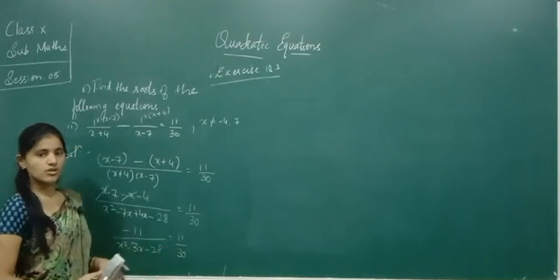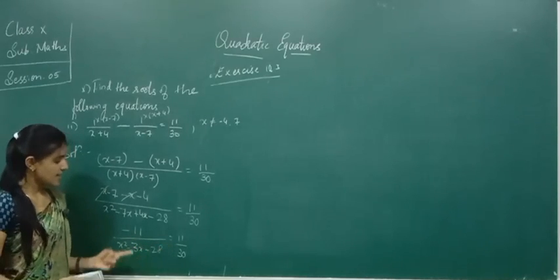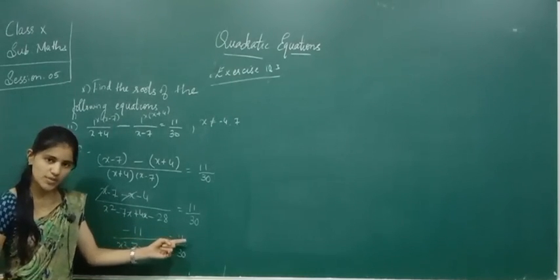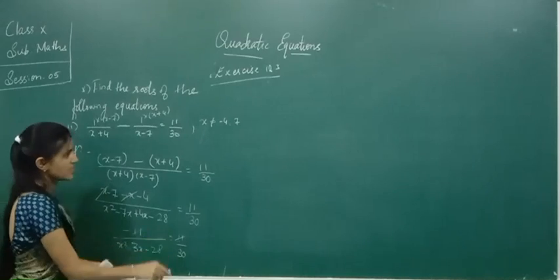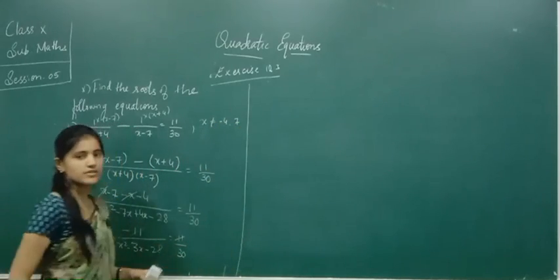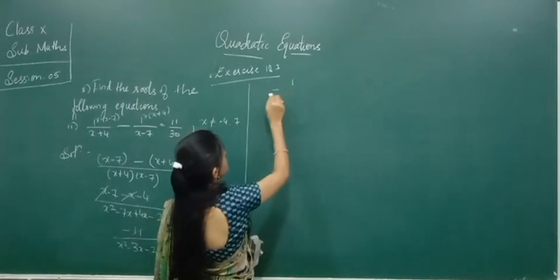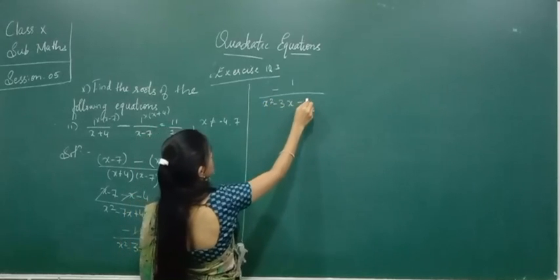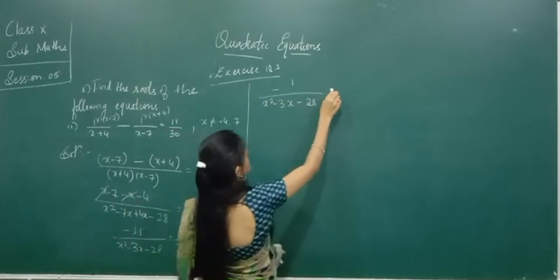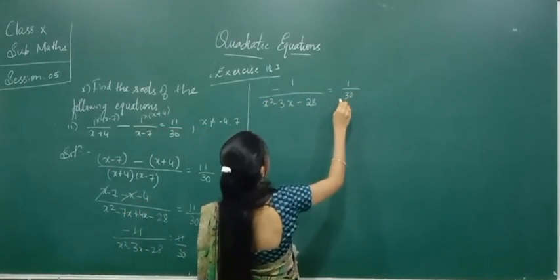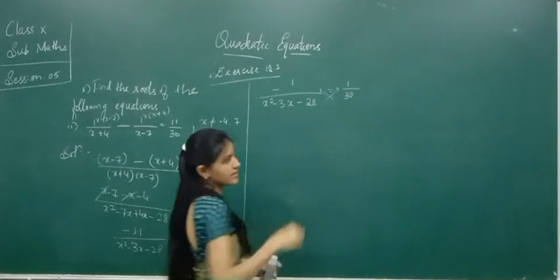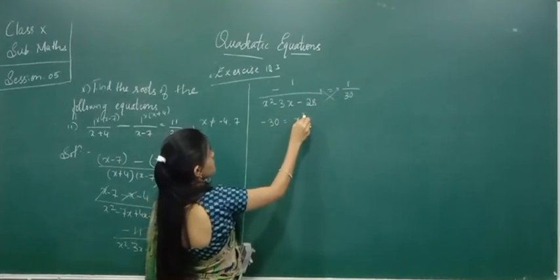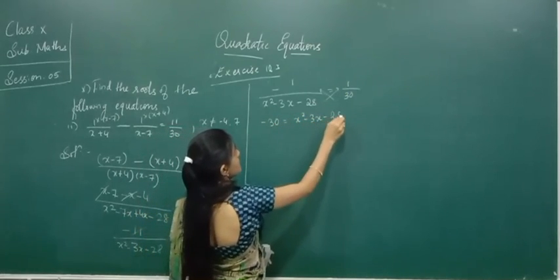See, just go on comparing the left hand side and right hand side. In the numerator on the left I have 11, as well as in the numerator on the right hand side I have 11. So 11 and 11 are going to get cancelled. I am left with 1, that is minus 1 divided by x square minus 3x minus 28. This will be equal to 1 by 30. Now just cross multiply. What we are going to get? Minus 30 is equal to x square minus 3x minus 28.